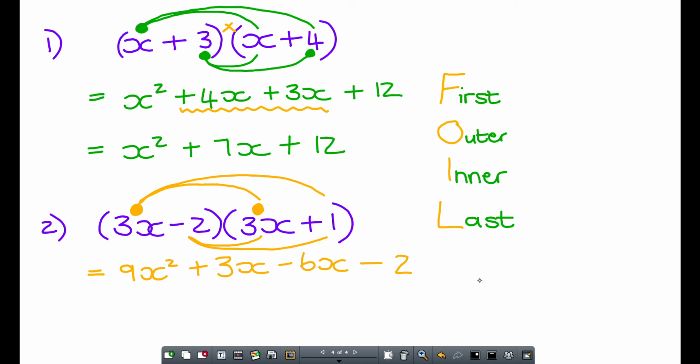Now, we said that usually these middle two, 90% of the time, are going to be like terms. So those I could simplify further. So the 9x squared hasn't got any like terms, so it's going to stay 9x squared.